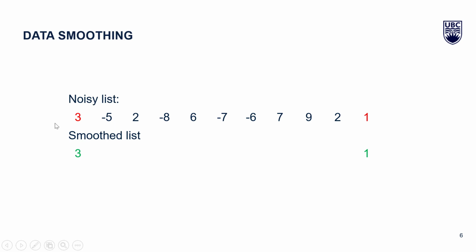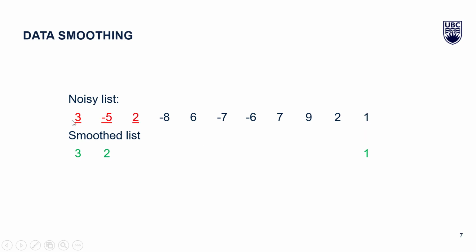As I told you, the first and the last elements in this list will be unchanged. So the first element in the smoothed list will be the same as in the noisy list, and also the last element in the smoothed list will be the same as in the noisy list.